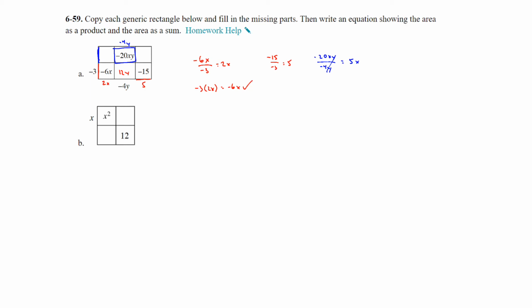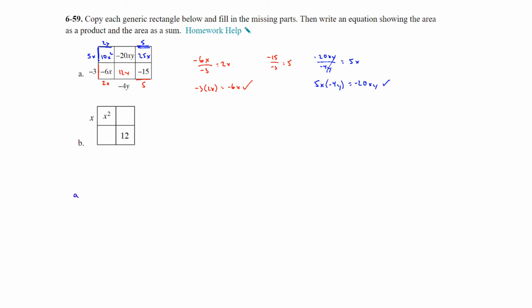So let me erase some of this right here. Alright, so this should be a 5x. 5x times -4y is equal to -20xy, and that works. So now we can take 5x times 2x, so that's 10x squared, and then we can take 5x times 5, and that's 25x.